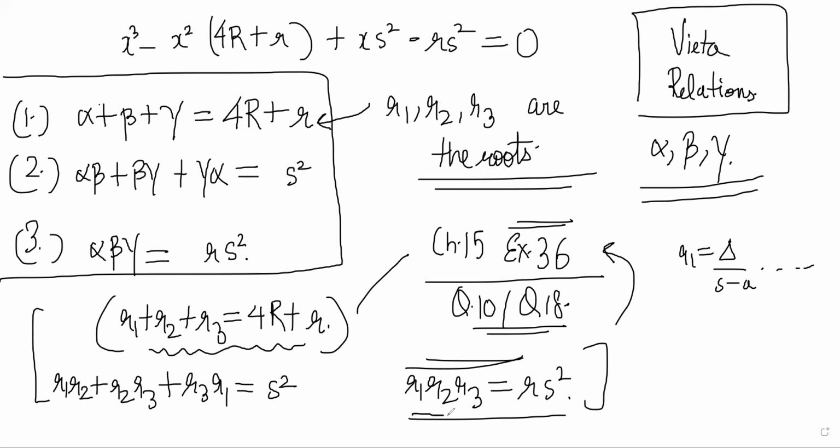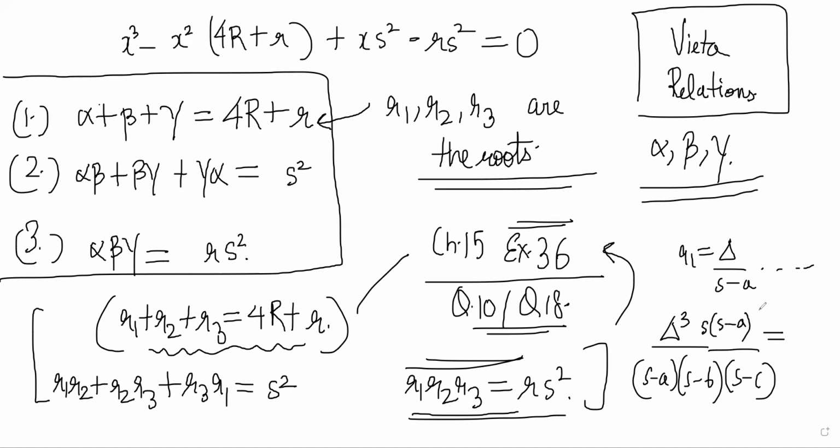You can just put this in this, and you'll get del cube by s minus a, s minus b, s minus c, and that can be written as del square. The del square will be the denominator, s into s minus a, s minus b, s minus c, and one del you can keep, right? And this will cancel the whole thing. You'll get del into s, which is equal to del by s into s square, which is equal to rs square, right? Yes, sir. So it is very easy to prove all these three, and it is already there in exercise 36.